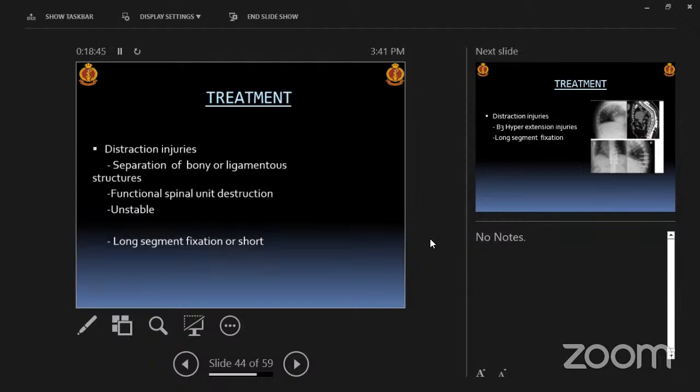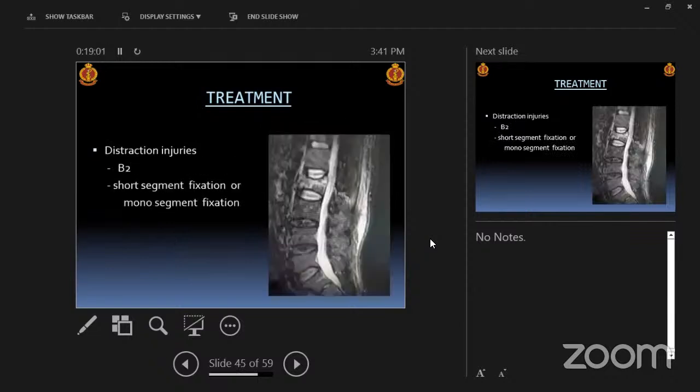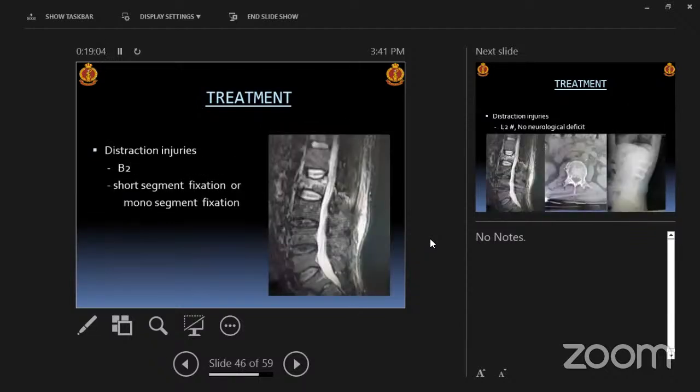Long segment fixation is for dislocation with hyperextension, like ankylosing. This is long segment. Otherwise, short segment or monosegment. Either you go short segment, where you instrument the vertebra above or below, or you instrument this one with this one, that's it. It's enough.